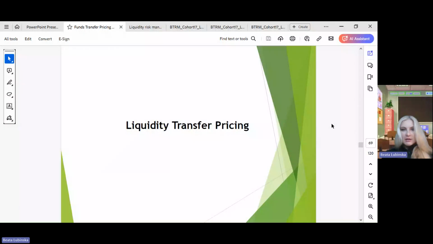This is part 6 on the funds transfer pricing process. Today, I would like to walk you through liquidity transfer pricing, or better known as LTP. So LTP deals with the liquidity component of the funds transfer pricing process.